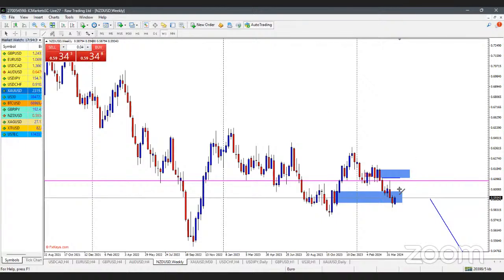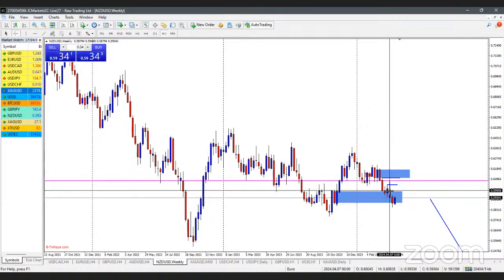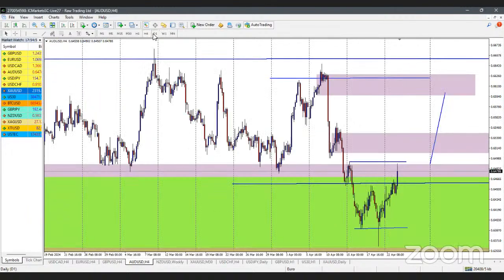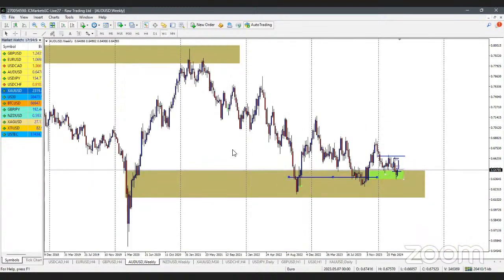The only thing that is similar is that they both have a weekly movement here that pushed the price short, and they have an order block. But in the case of NZD-USD, the order block that AUD-USD has, I'll just show you really quickly over here. So the order block I'm talking about is this area here on the weekly. They have the same order block.